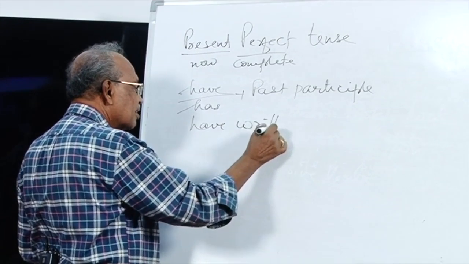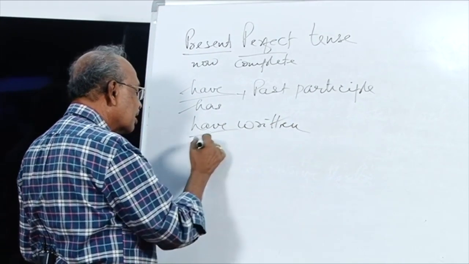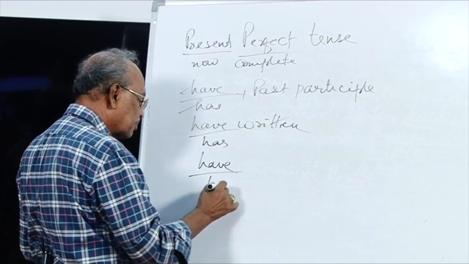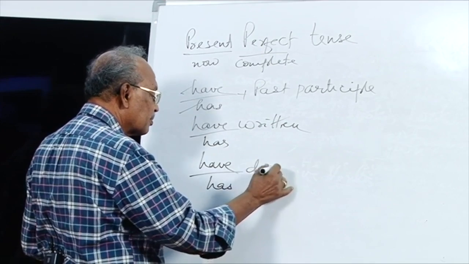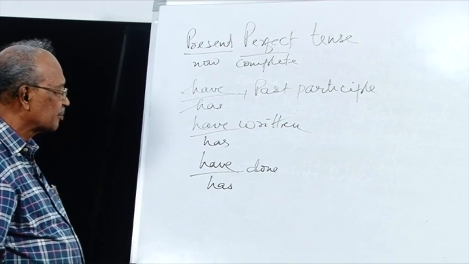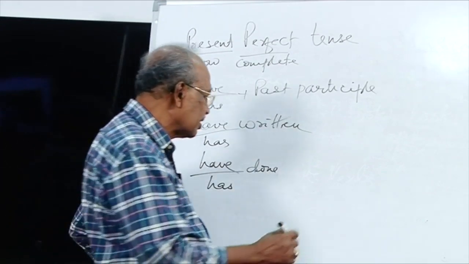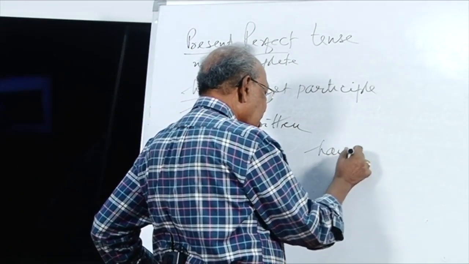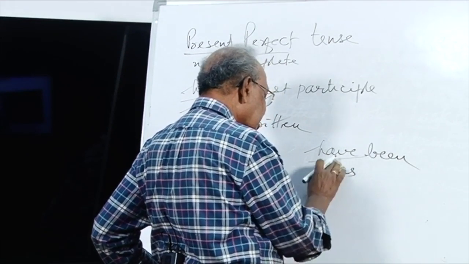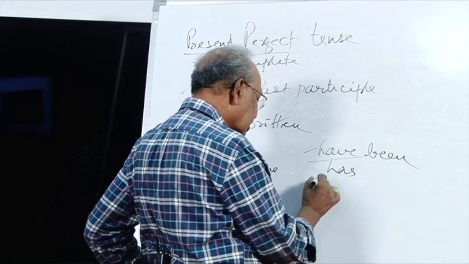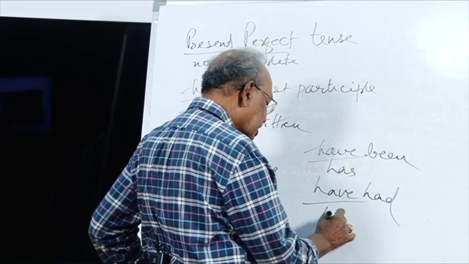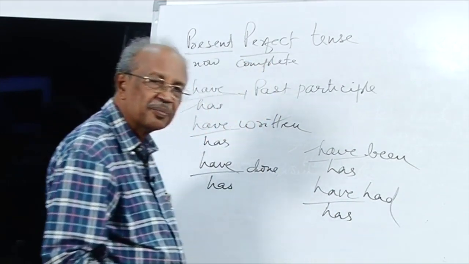Have written or has written. Have done or has done. If it is be verb, we have to use have been or has been. If the main verb is have, then we should say have had or has had.